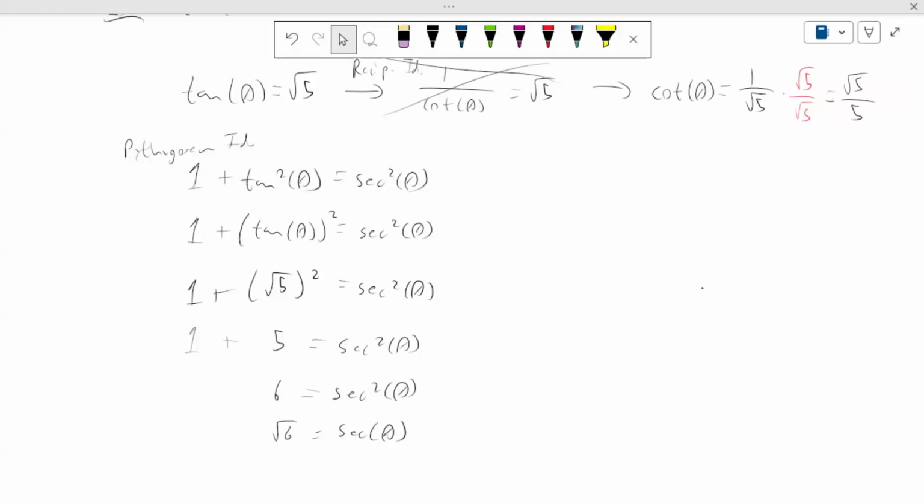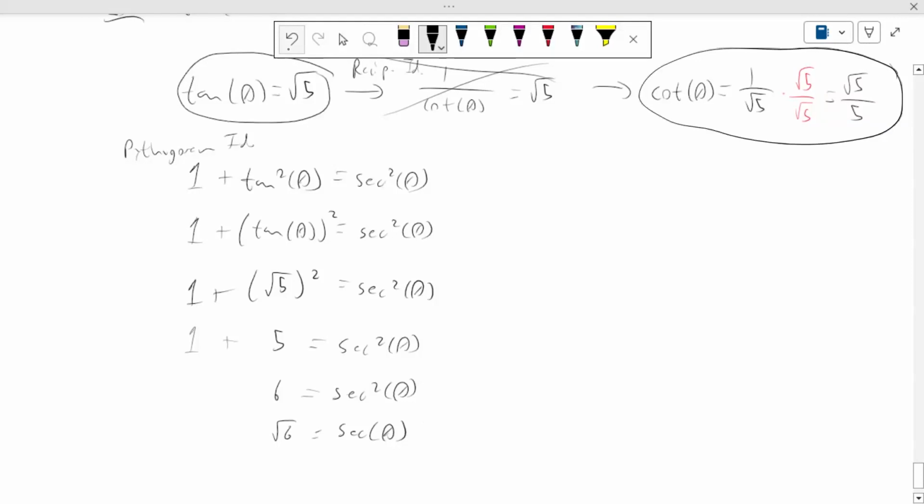All right, so now I have that tangent of theta is the square root of 5. I have that cotangent of theta is the square root of 5 over 5. And I have that secant of theta is the square root of 6. So that's 3 of my functions. I need 3 more.